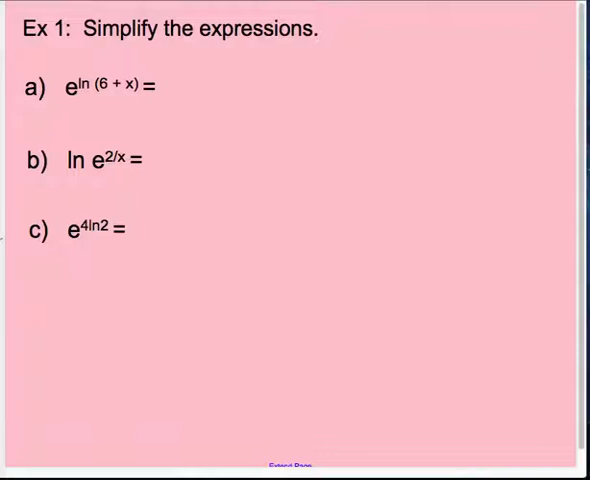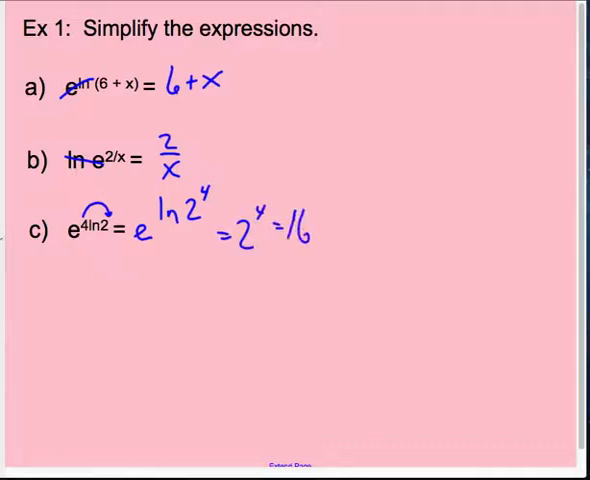So we're going to use those inverse properties. e to the natural log cancel, leaving us with 6 plus x. Our second one, the natural log of e cancels, leaving us with 2 over x. On c, there's a 4 in the way. The e and the natural log aren't right next to each other, so we have to raise 4 as a power so that we get e to the natural log of 2 to the 4th. Then we can cancel our e and the natural log. 2 to the 4th equals 16.